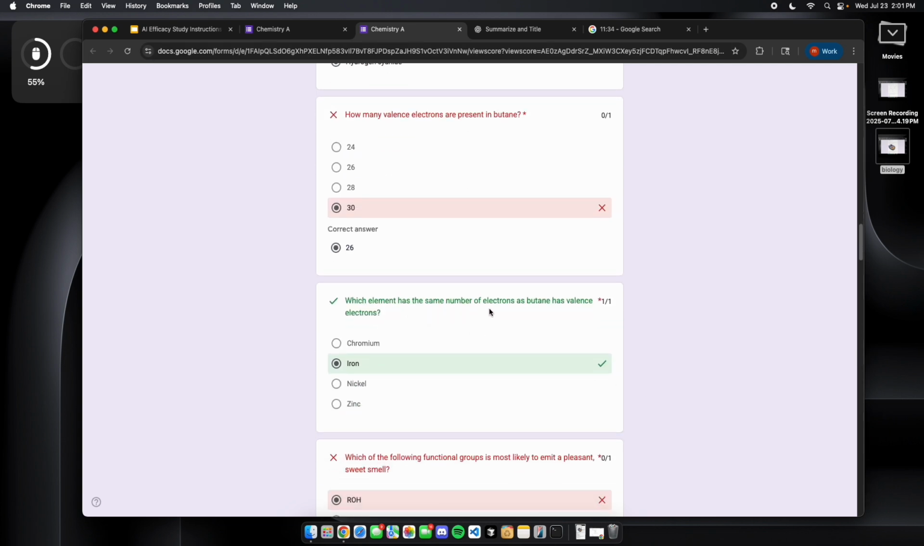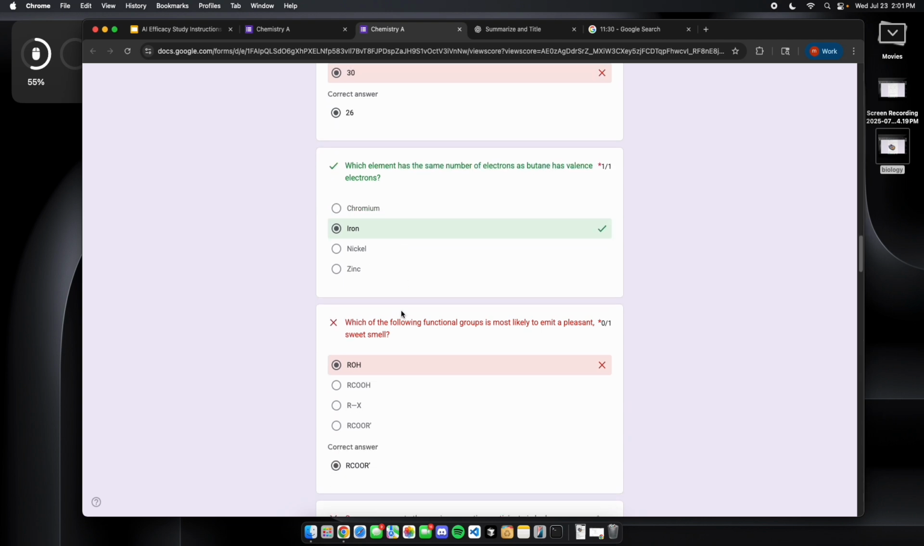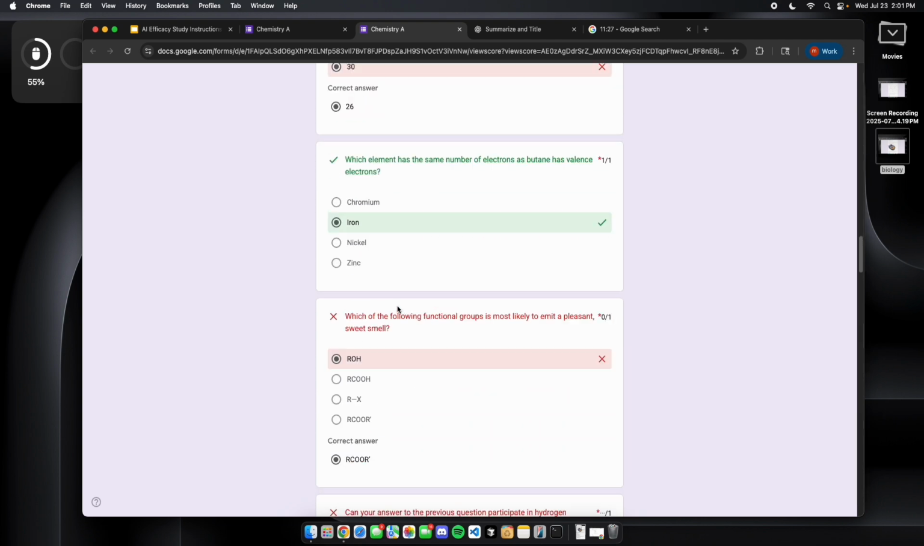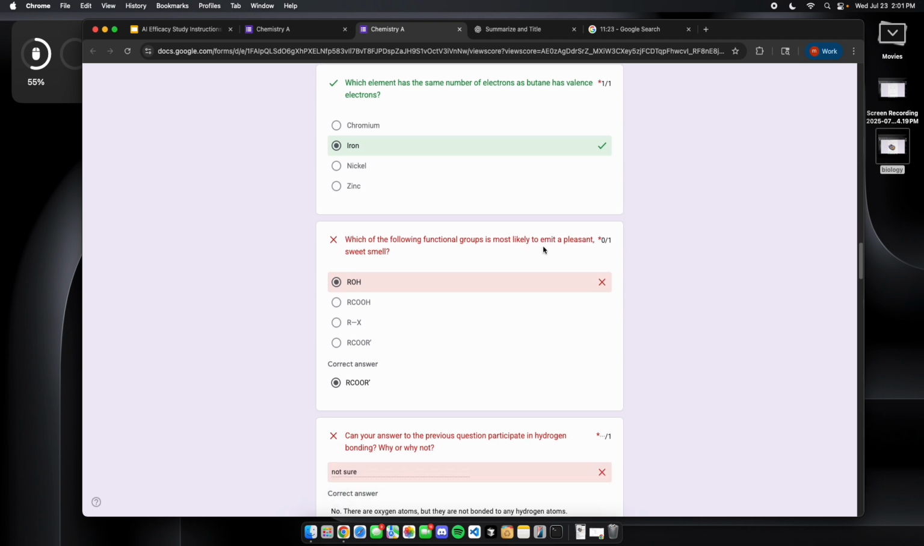Which element has the same number of electrons as butane has valence electrons? We got that one correct. It's iron. Which of the following functional groups is most likely to emit a pleasant sweet smell? Let's explain this one.